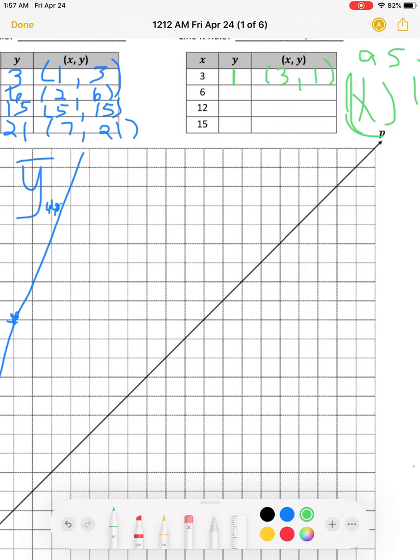6. So when X is 6, Y is, so now we have to multiply because the rule is 1/3 times X. So 6 times 1/3. How do we multiply fractions? We multiply straight across. You can put your whole number over 1. Just kind of makes it easier, okay? 6 times 1 equals 6. And then the denominator times denominator. 3 times 1 equals 3.